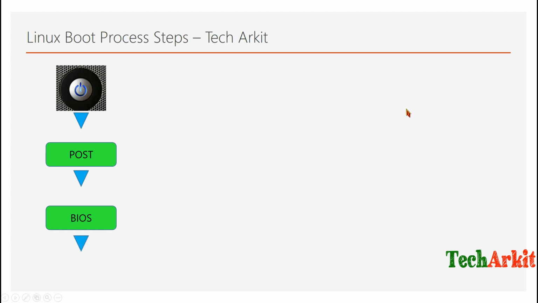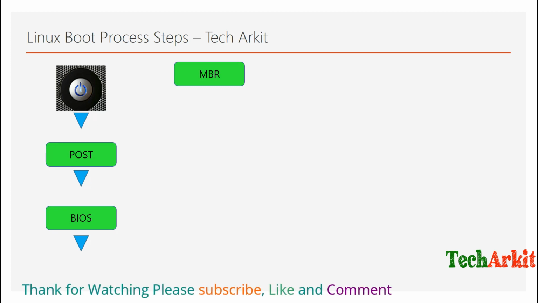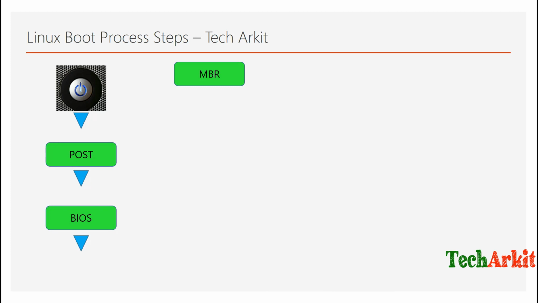The next one is the master boot record. The master boot record is the first record on the hard disk, which is 512 bytes. Whenever the first read comes to the MBR, it holds the partition information, where my OS partition is located and where my boot related files are located. The MBR will guide the system to go there and boot up with the OS process.